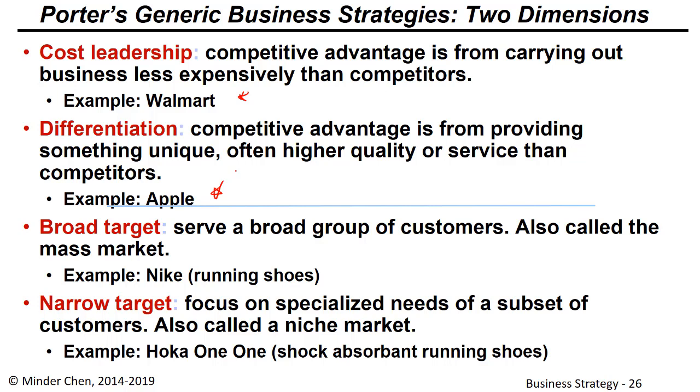And Nike really targets a much broader marketplace, so it's kind of a mass market. In terms of the narrow target, it's sometimes referred to as a niche market. For instance, Hoka One One, which is a brand name of shoes, they're known for their shock absorbent running shoes. So they focus on really just running shoes, a very specific target market and product category.